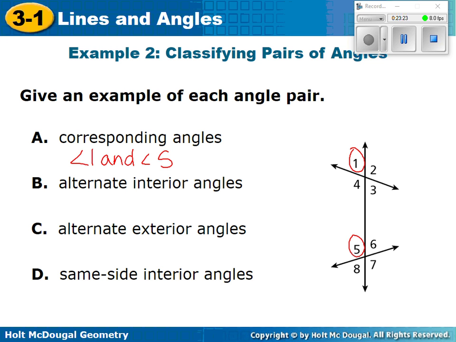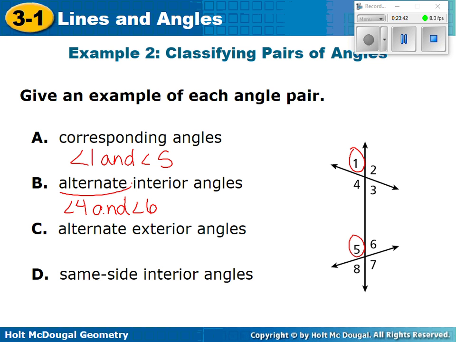Be careful, 4 and 5 would be on the same side of the transversal. We want them to be alternate, which means we want them on opposite sides. So 4 and what, Luke, would be alternate interior? 4 and 6. Angle 4 and angle 6.